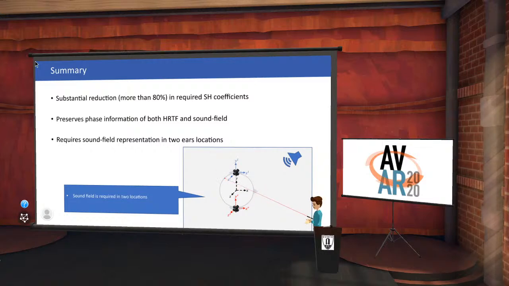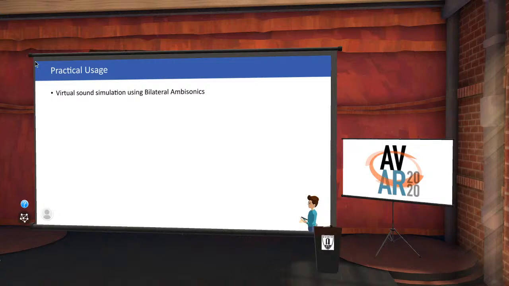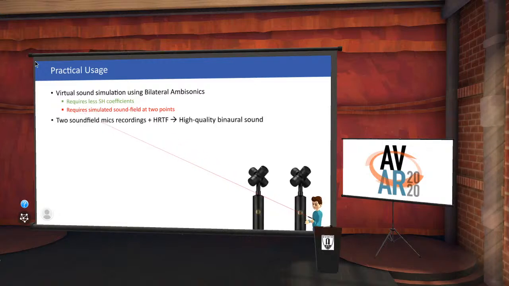But then, for example, one limitation is incorporating head rotation. Instead of a simple rotation relative to the center of the head, now we need to do six degrees of freedom rotation and translation of the sound field. So this is one limitation of this method. But practically, this can be used for virtual sound simulation, for example, when we require much fewer Spherical-Harmonics coefficients, but we need to simulate the sound field at two points. So we have some cost to this.